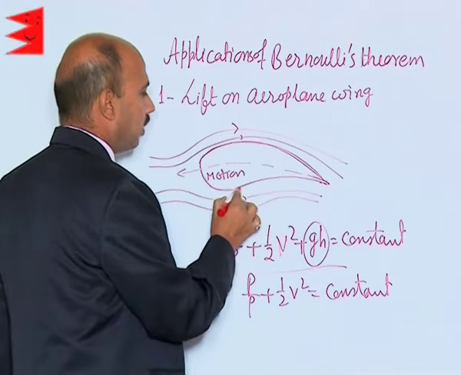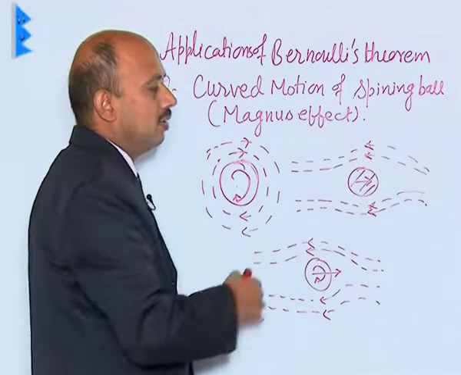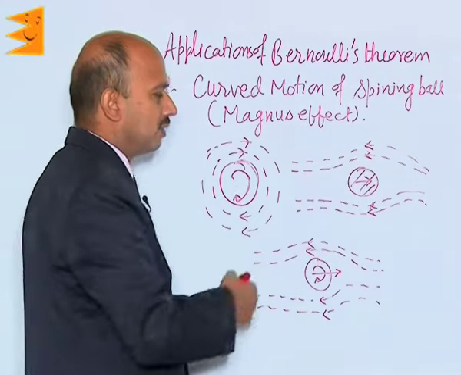Now see the second application here, that is the curved motion of a spinning ball, the Magnus effect, which is a very important concept. Suppose this is a cricket ball which is spinning like this, or rotating about its axis. Because of the rotation of this ball, the air around it is also set into rotation and that is rotating in this way. Now, if the ball is moving in a linear path, then the air's streamlines are also moving like this, that is dragged backside.